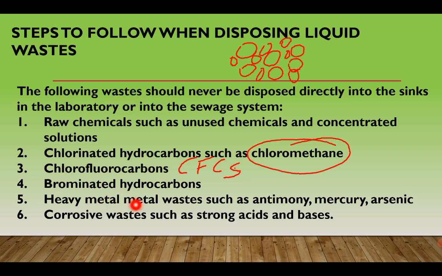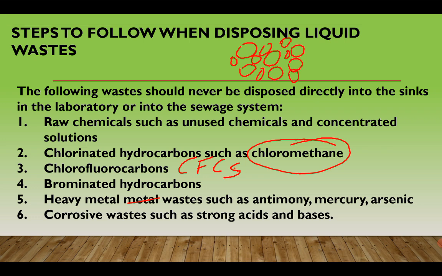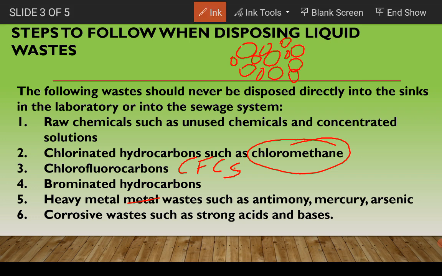Heavy metals. So heavy metal wastes such as antimony, mercury, and arsenic are very, very poisonous. They are highly poisonous chemicals. So they should never be drained into water sinks in the laboratory. Appropriate measures need to be taken as to how they should be treated.